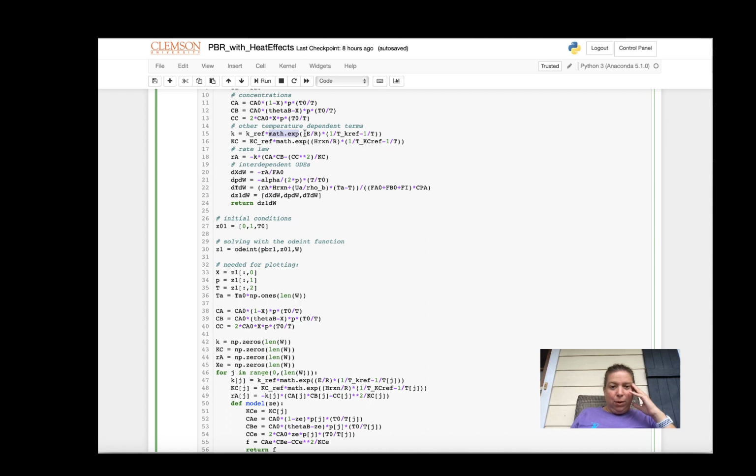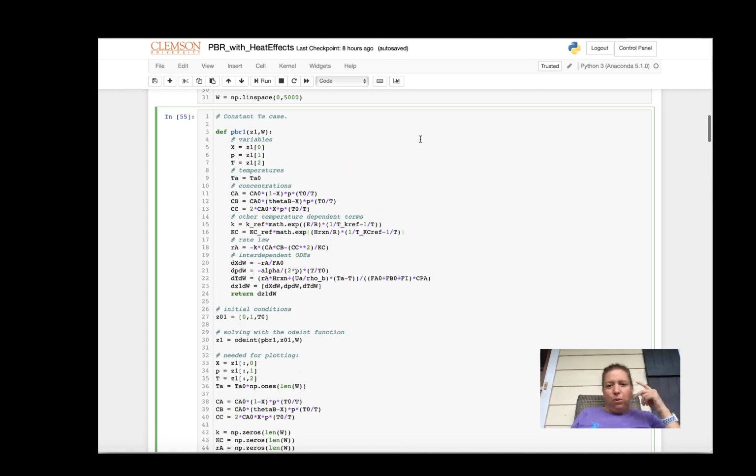In the case of the rate constant, I'm going to scale the exponential by the activation energy divided by the gas constant times 1 divided by the reference temperature minus 1 divided by the reactor temperature. And in the case of the equilibrium constant, that scale factor is going to be the heat of reaction divided by the gas constant.